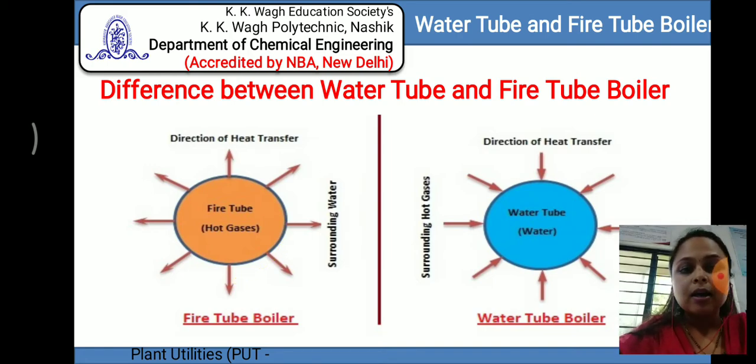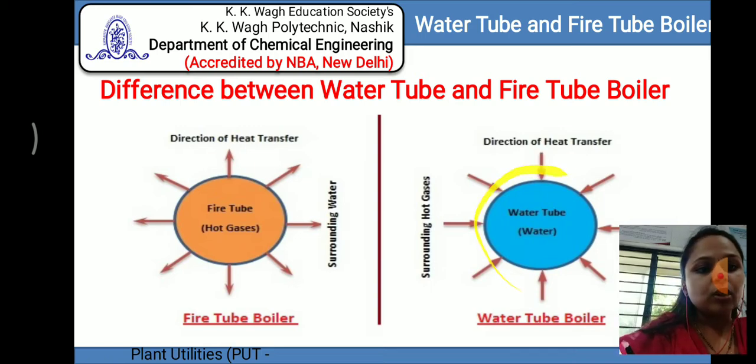In this, fire is passing through this tube and there is a heat transfer from this tube to the surrounding, which is shown by these arrows. And in the water tube diagram, you can see a blue circle is shown, meaning it is showing water is flowing through this tube and there is a heat transfer from the surrounding to these water tubes, meaning the surrounding flue gases transfer their heat to the water tube in the water tube boiler.